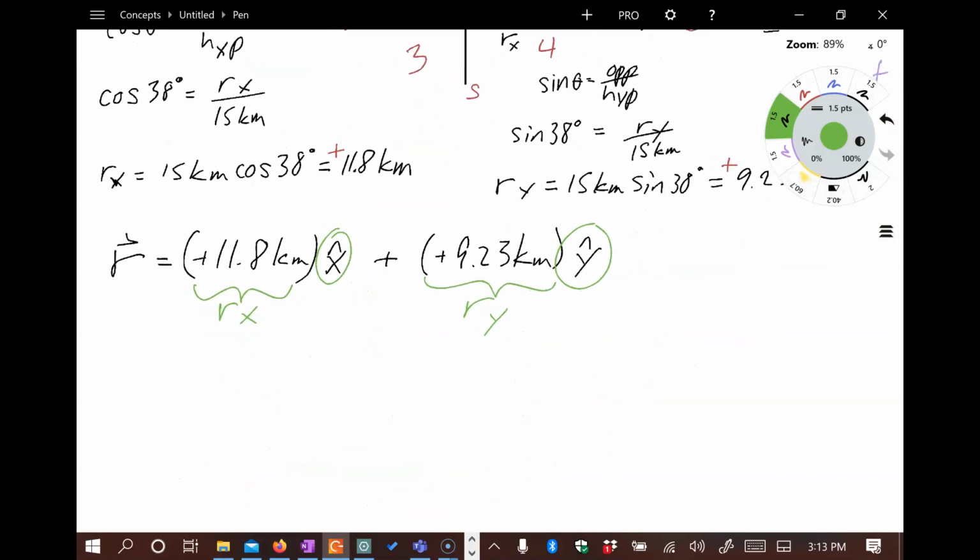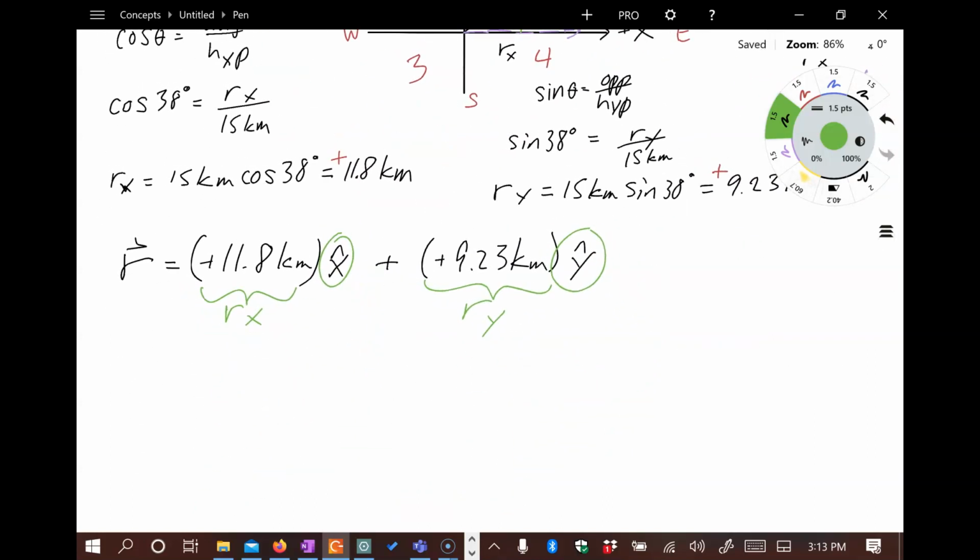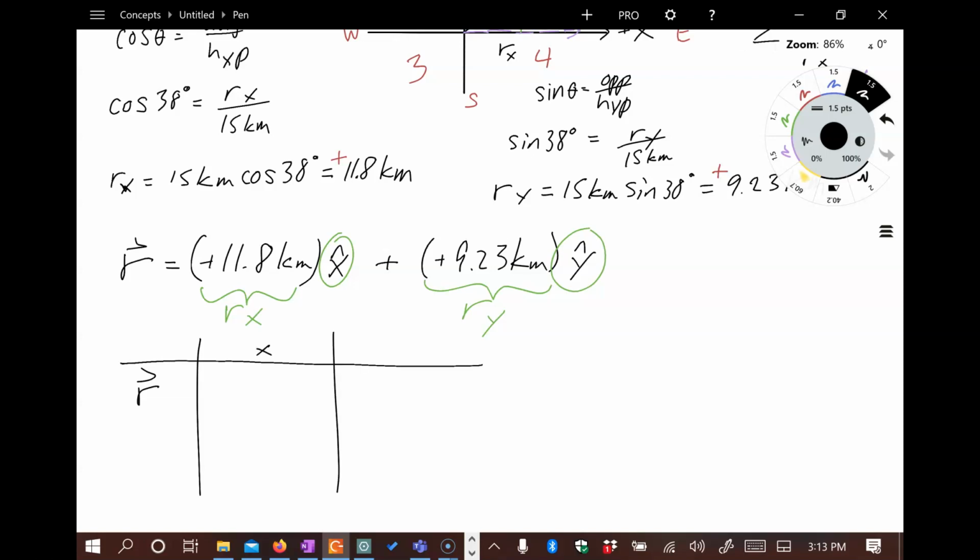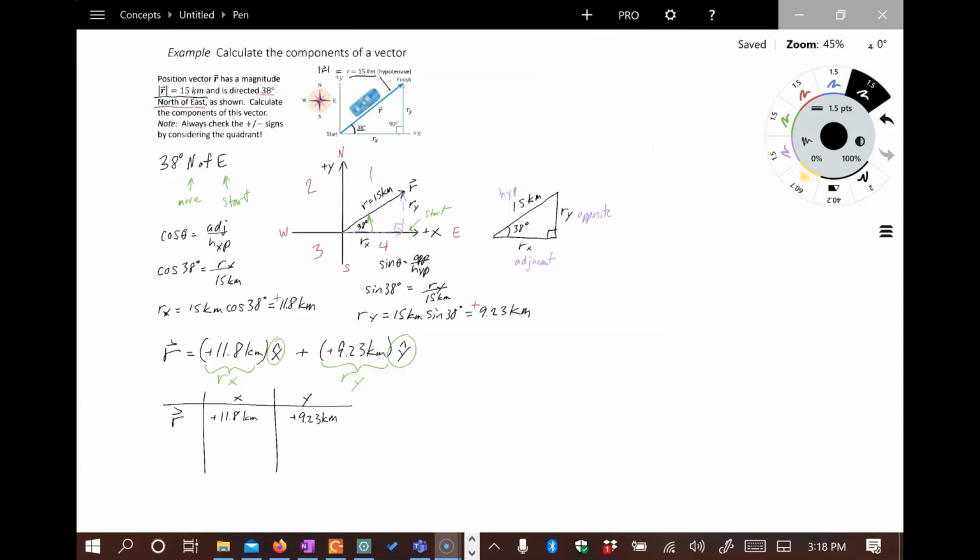Now, finally, there's another way to write this, which is my favorite way, and I think it's the most useful. Here's our vector r, and I'm just going to make a little table here. Here's the x column, here's the y column, and I'm going to put a positive 11.8 kilometers and a positive 9.23 kilometers here. So if we zoom out, we see we can have three different ways to write out these vector components, and you're free to choose how you like to do it.